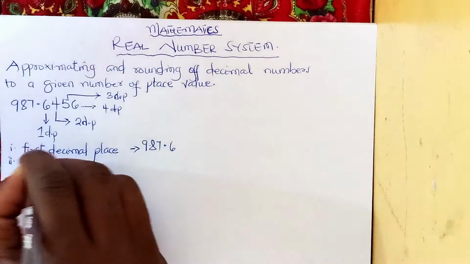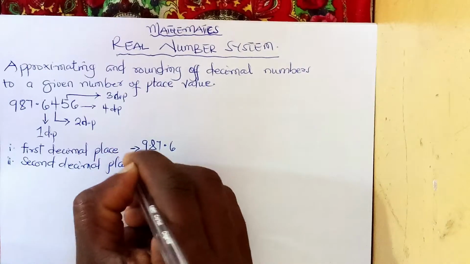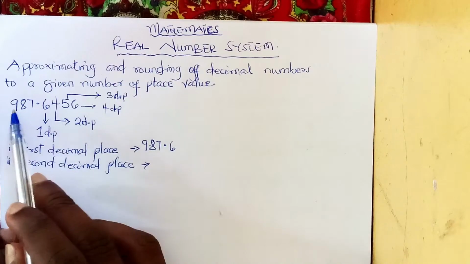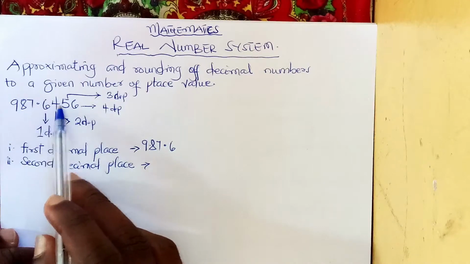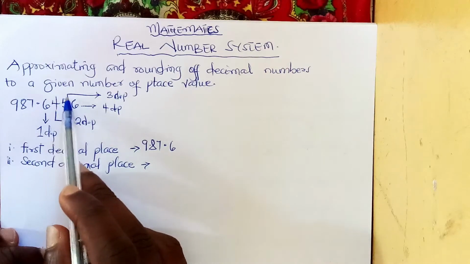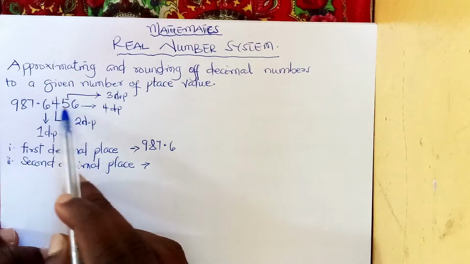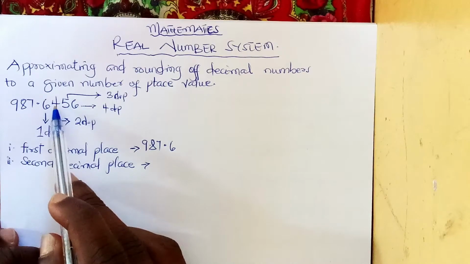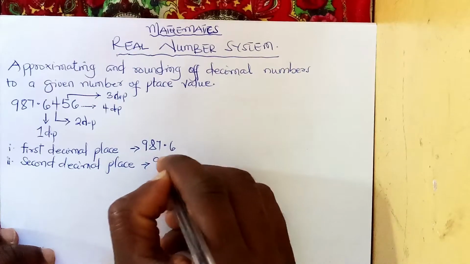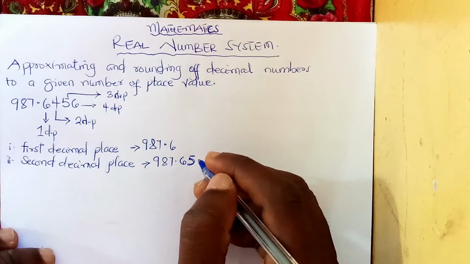Second decimal place, we have the second decimal place to be 4. So 987.64. We have the number immediately after the 4 as 5. We have to change this into 1. So therefore, we are rounding it. We change the 5 into 1, adding it to the 4, making it 5. So we have our second decimal place, changing it into the second decimal place, we have 987.65. So as we do to the subsequent ones.